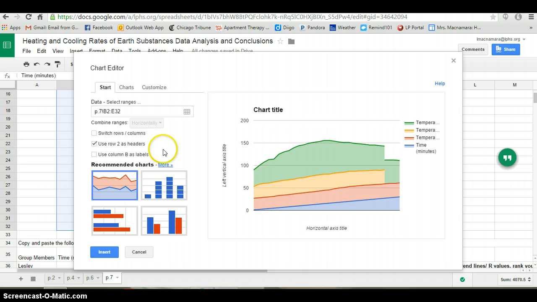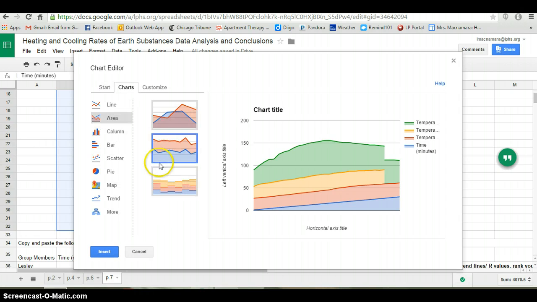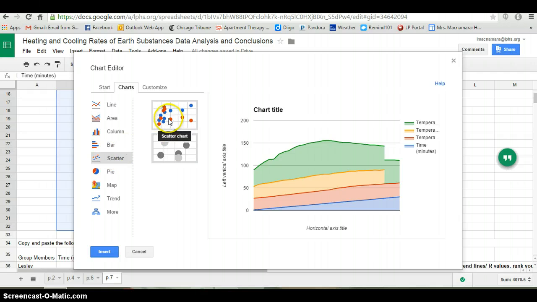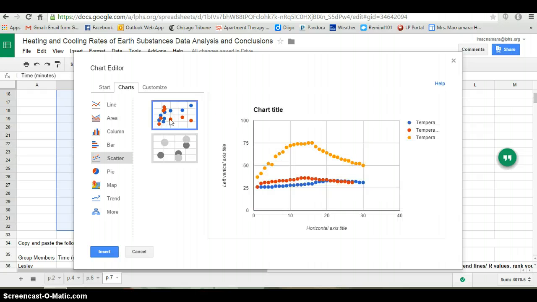And what we want is a scatter plot. So we're going to go to Recommended Charts. We're going to press More, and we're going to go to Scatter. Okay, and the only choice we have here is this top one, so we're going to press that. Okay, now to modify this, we're going to go to Customize.